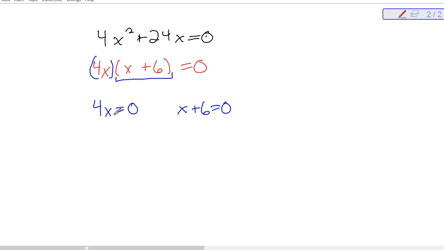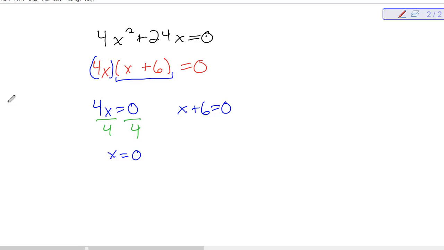So in this case, I have no addition or subtraction to undo. So I'm going to first look and say, okay, this is 4 times x. Opposite of multiplication is division. So I'll divide both sides by 4. And I'll get x is equal to 0, because 0 divided by anything is 0.